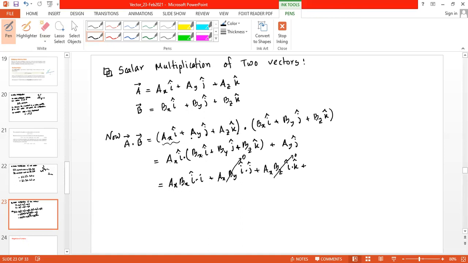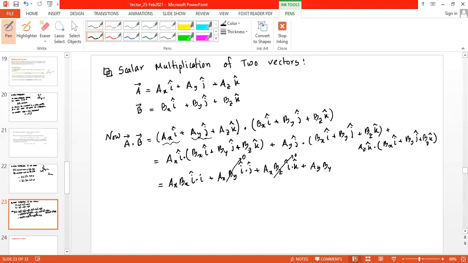And for the second term, I can multiply Ay j with (Bx i plus By j plus Bz k), and then plus the third one, Az k dot product of (Bx i plus By j plus Bz k). This is the thing I have to do. Now have a look: j dot i equal to 0, so this term will become 0. j dot j equal to 1, so this will survive and give you Ay By, and j dot k here again is 0.